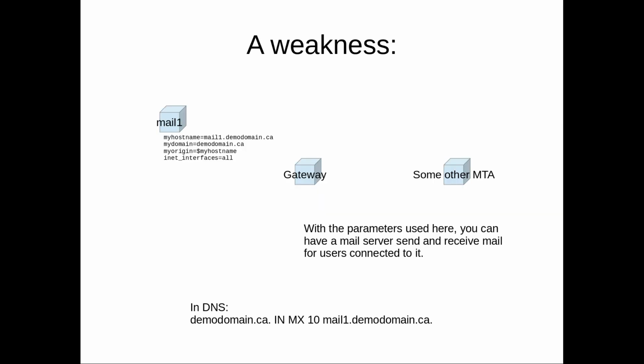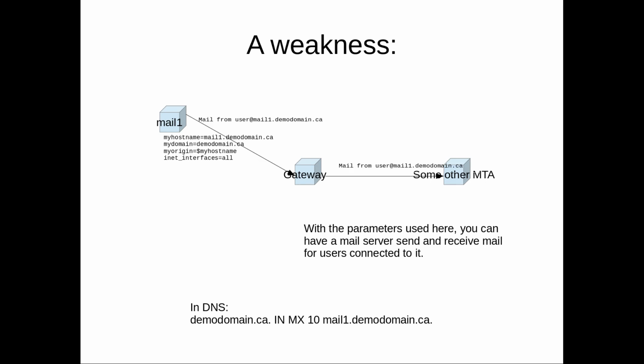So let's take a look at the simple setup that we had in my previous video, where we have one mail server, which I had called mail1.demodomain.ca. We told it its domain was demodomain.ca, or we just didn't explicitly set those two parameters, but we had set the host name correctly, so it still worked. If we had set my origin to my host name, which we had started with, and we set INET interfaces to all, it works.